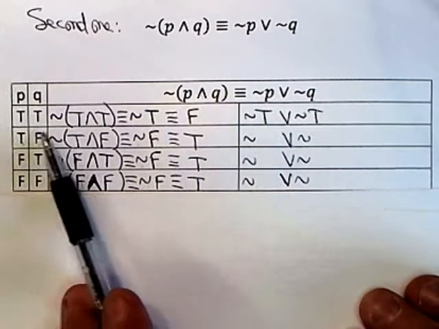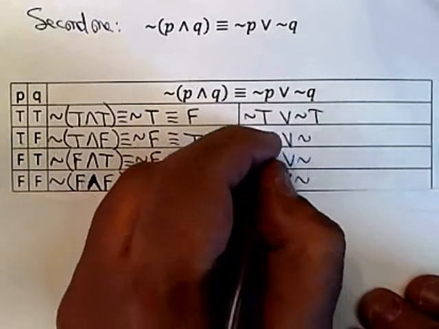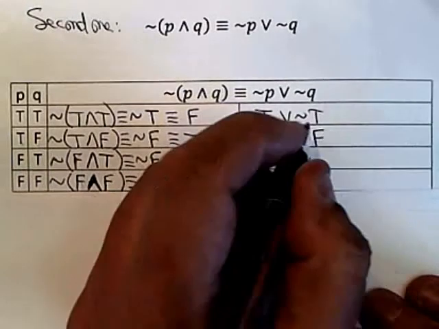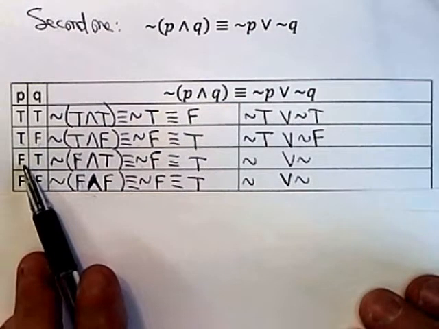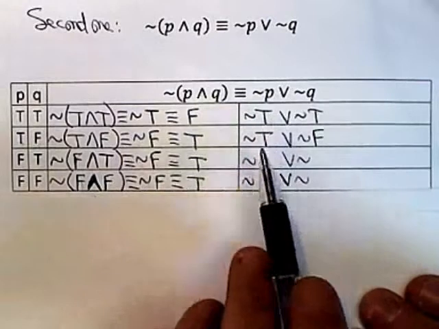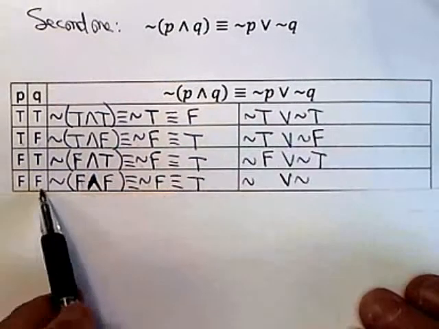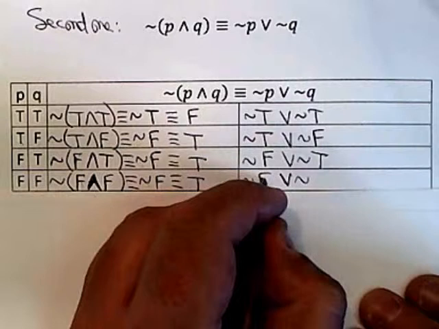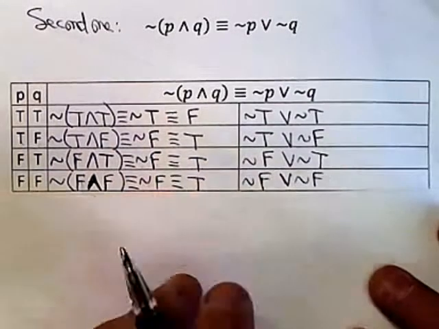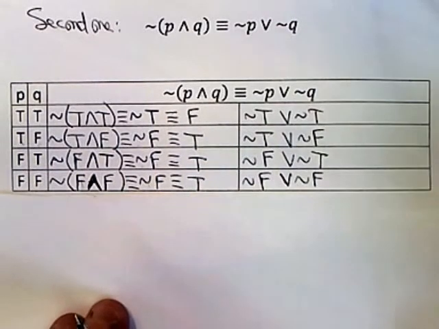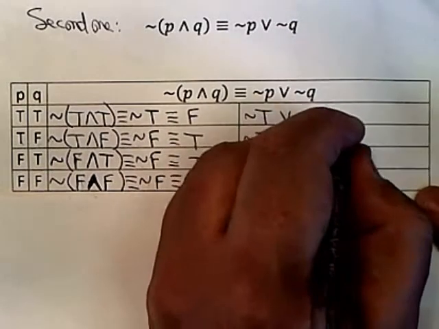So this time P is true and Q is false. The third one, P is false and Q is true. And in the last one they're both false. So I get false, false. Okay. Now keep moving along.